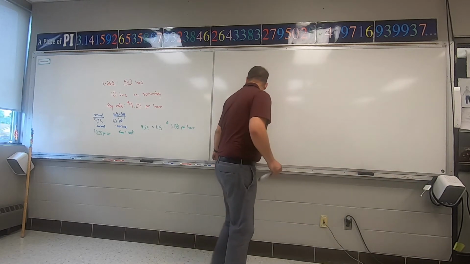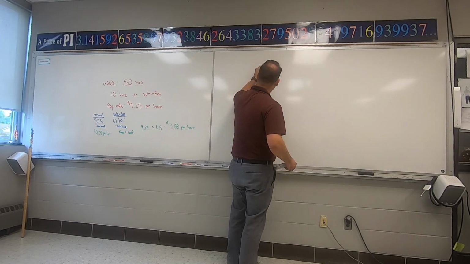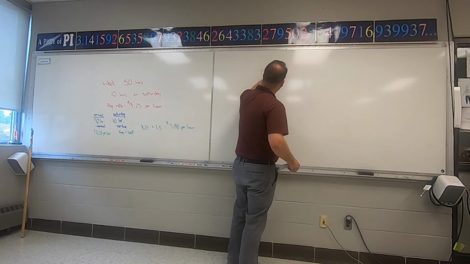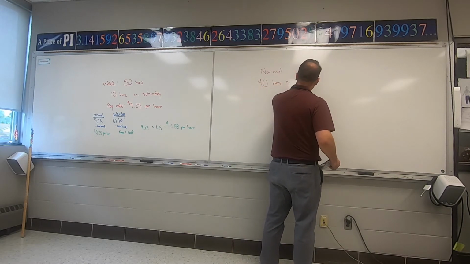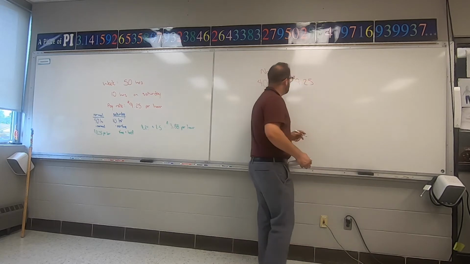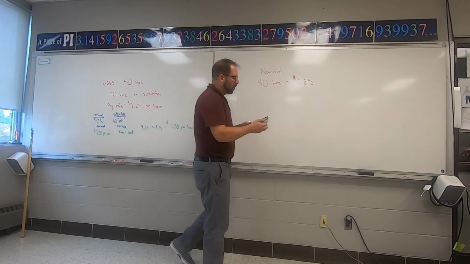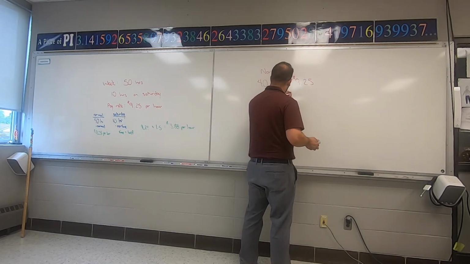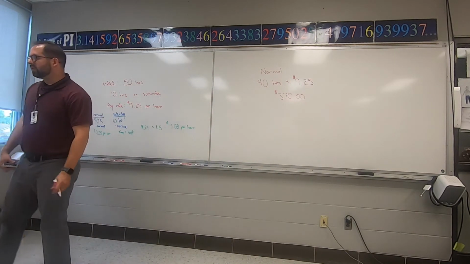So let's calculate the normal time. This is my normal week, 40 hours, and we're going to multiply it by 9.25. When we multiply, this will give me what my pay is. So 9.25 times 40, we're at $370 even. Okay, questions on that first part?